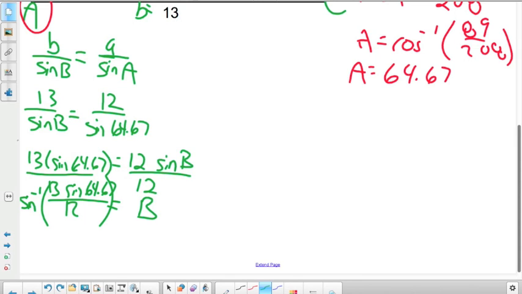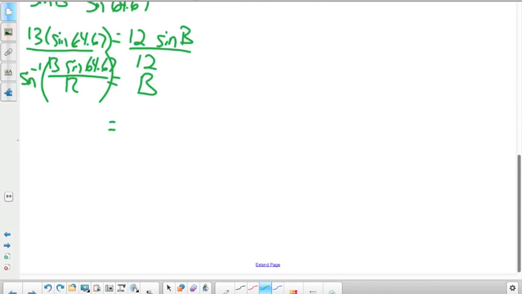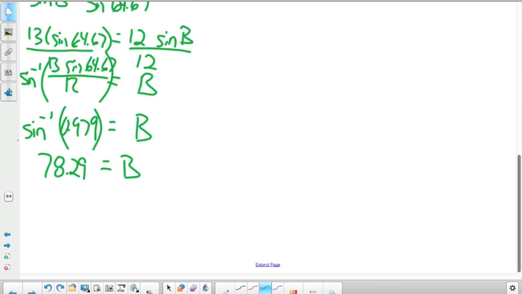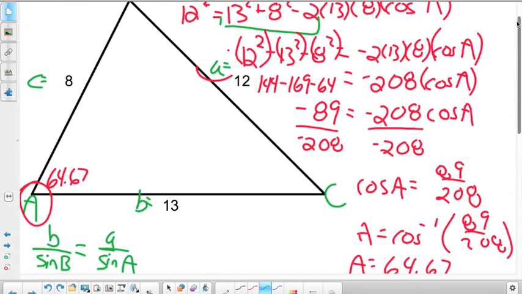So what's B? We'll take it one step at a time. What's 13 times the sine of 64.67? Come on, just put it in the calculator. Then divided by 12, it's like 0.979. So then what's B? What's the sine inverse of that? So B is 78.29.